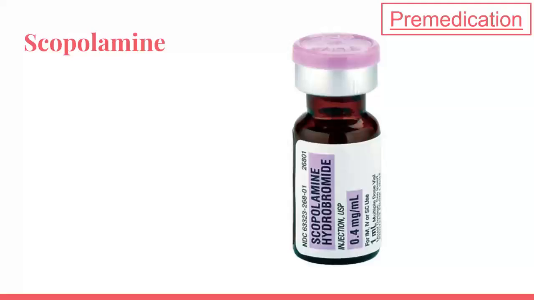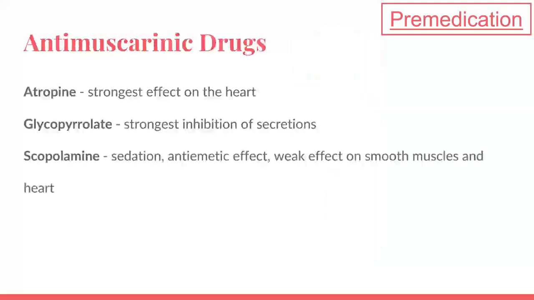Scopolamine hydrobromide can cross the blood-brain barrier, exerting a central effect. It is scopolamine that has a strong antiemetic effect. Antimuscarinic drugs. These are also used in premedication, although they are primarily associated with emergency medication.